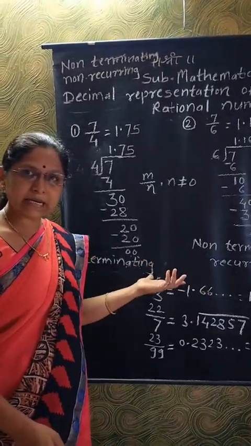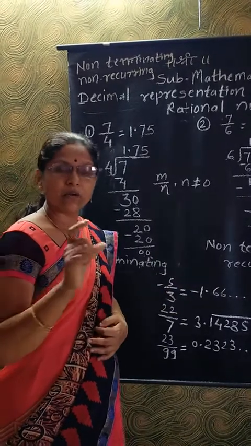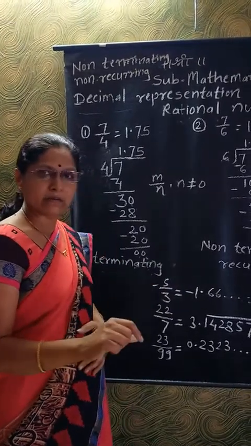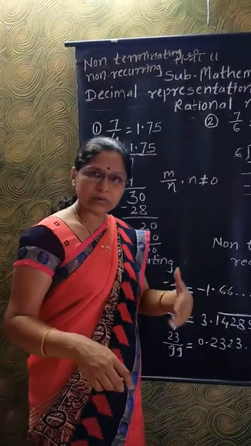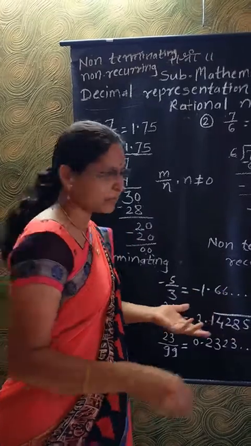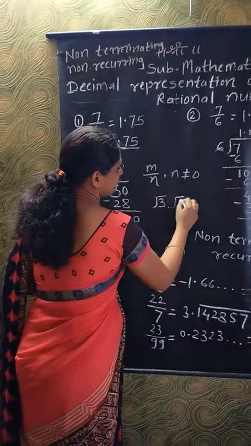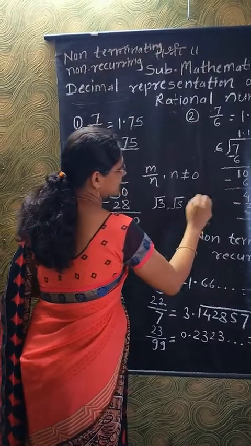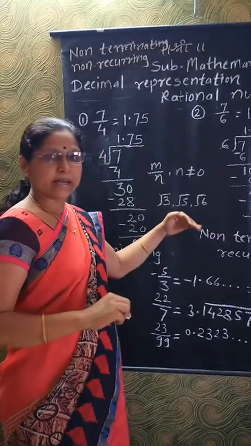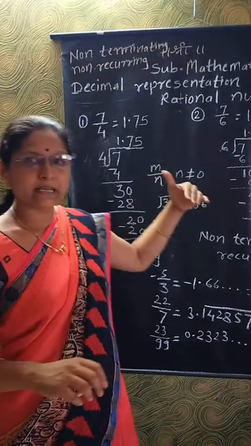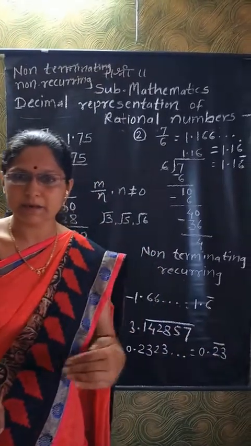Then what about the irrational numbers? The numbers which are non-terminating, non-recurring are irrational numbers, and the numbers whose square roots or cube roots are not exact, for example root 3, root 5, root 6, are irrational numbers. Now write the rational numbers and irrational numbers with their definitions and their examples.